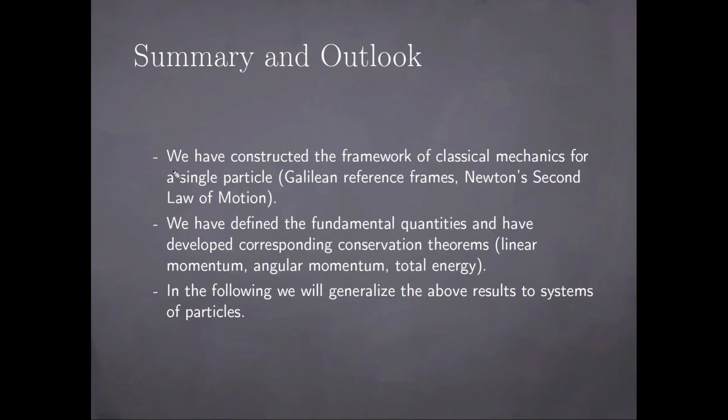In summary, we have constructed a framework of classical mechanics for a single particle by defining Galilean reference frames and by stating Newton's second law of motion. We have defined the fundamental quantities and have developed corresponding conservation theorems for linear momentum, for angular momentum, and for the total energy. And in the following, we will generalize the above results to systems of many particles.